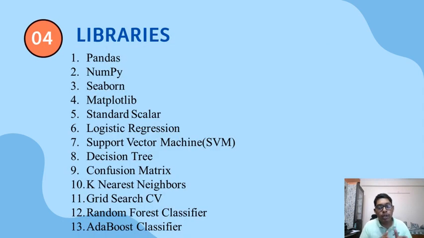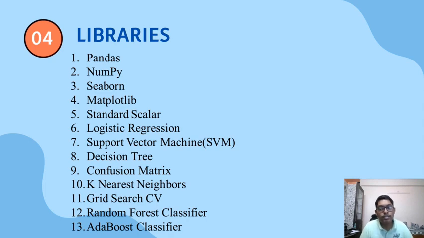The libraries I'm going to import are pandas, numpy, seaborn and matplotlib. Seaborn and matplotlib are for visualizing the data. Numpy is for handling the arrays of the dataset, whereas standard scaler is used for data scaling. Logistic regression, support vector machine, decision tree, k-nearest neighbors, random forest and AdaBoost classifier are the ML algorithms with which we're going to show the final accuracy score, different confusion matrices and different accuracy scores in this project.